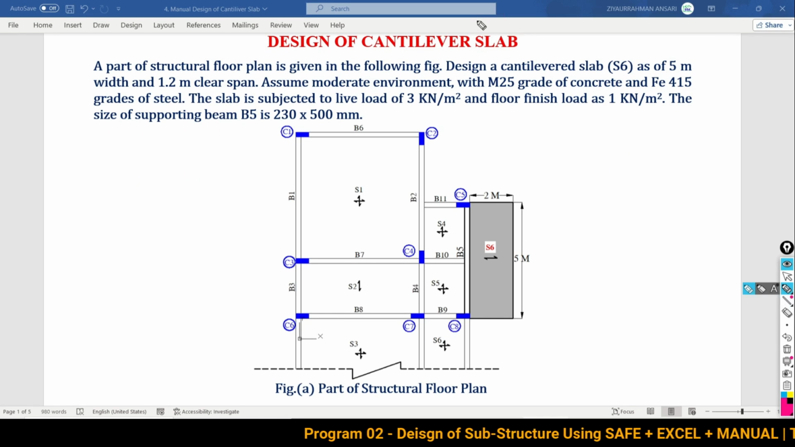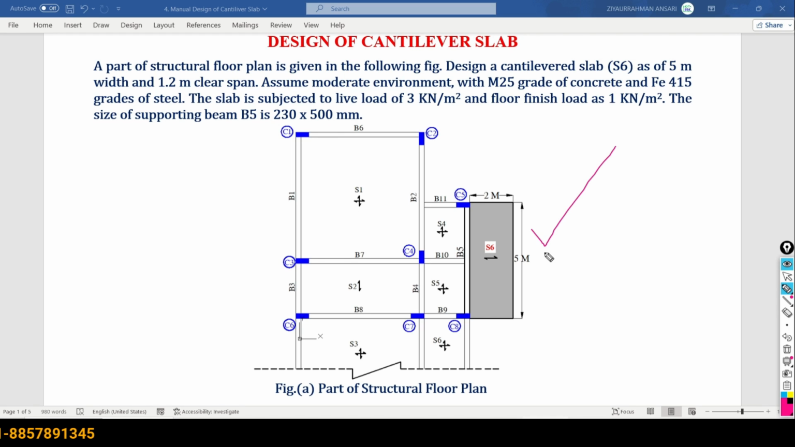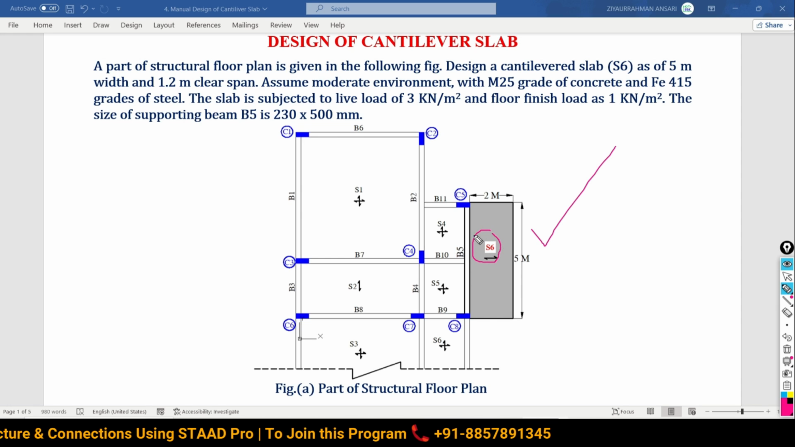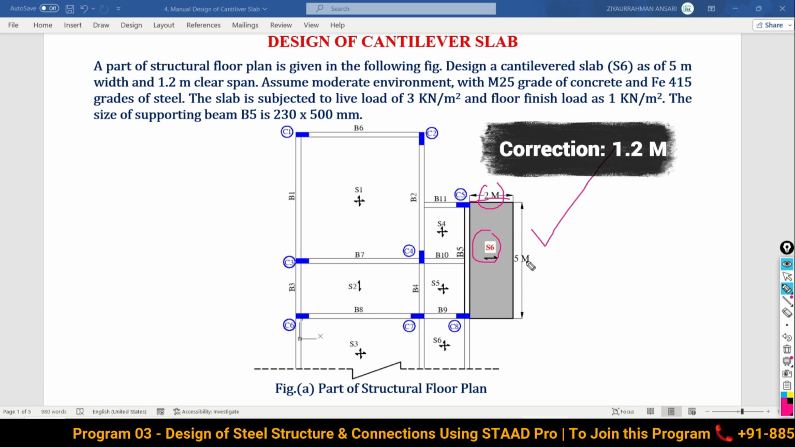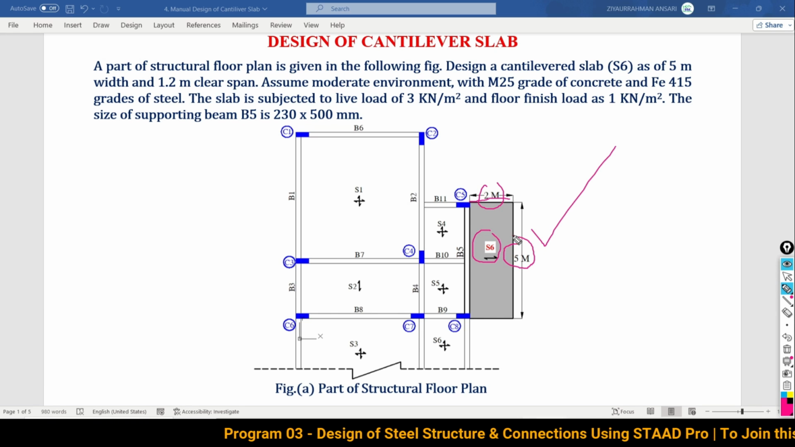So here we are going to design the cantilever type of slab. For that, we are first going to look at the problem statement. A part of a structural floor plan is given here, and we have to design the cantilever slab panel S6, which is present here, having a cantilever projection of 2 meter and a width of 5 meter. It is given in your structural floor plan.